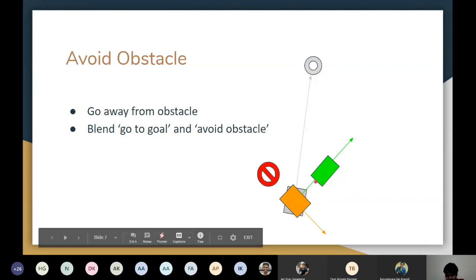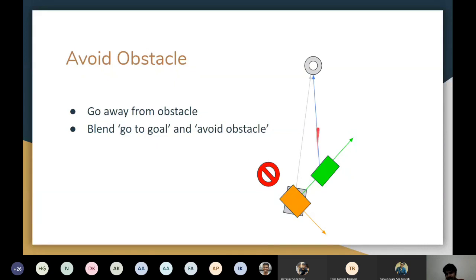Okay, now once I have cleared the obstacle sufficiently, I'll switch back to my behavior in which I'm supposed to go towards the goal. Okay.